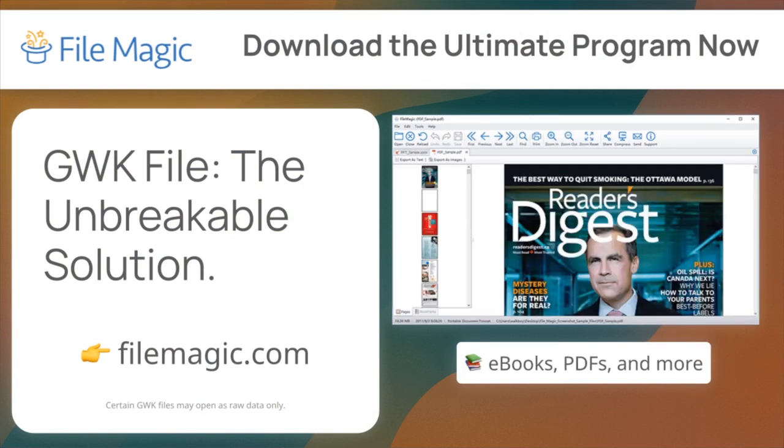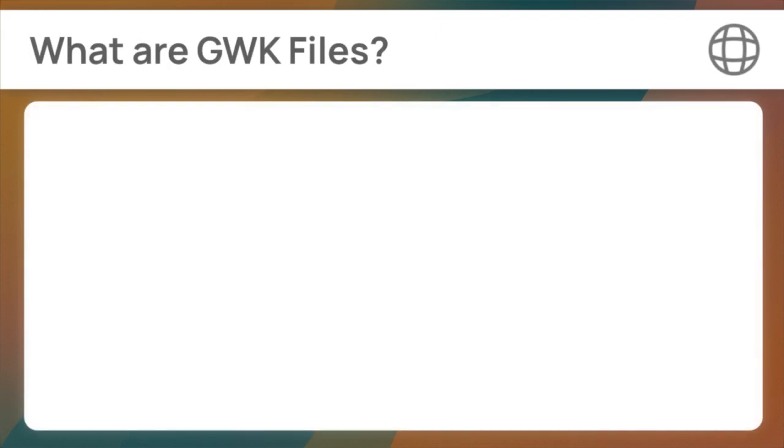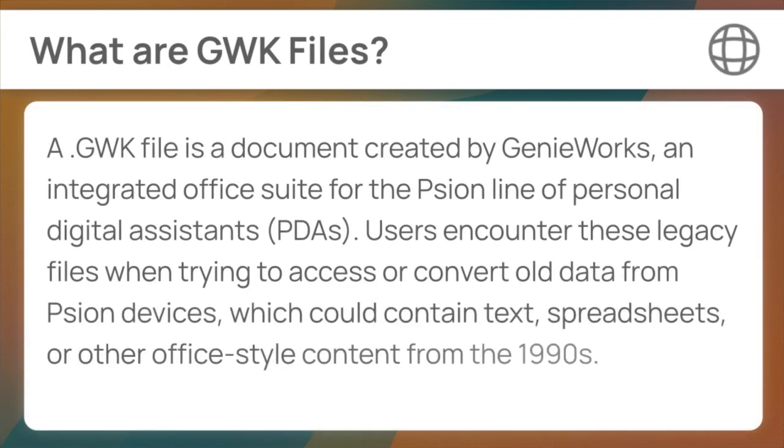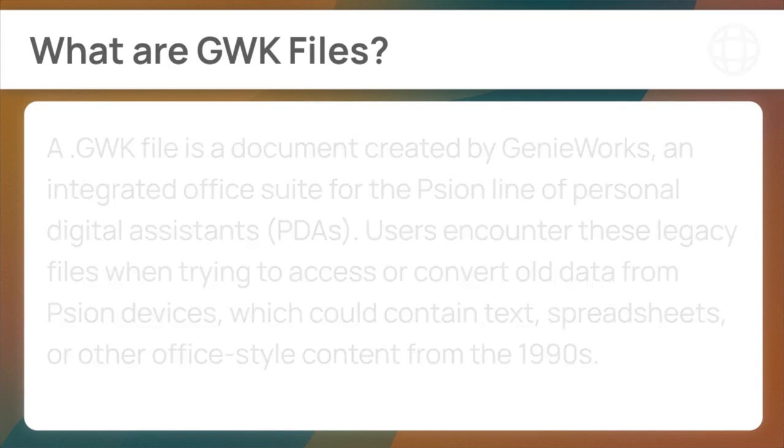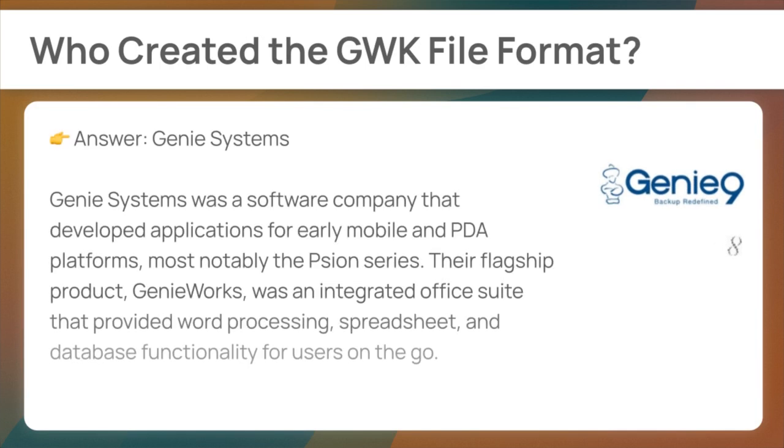First, the simple methods. A .GWK file is a document created by GenieWorks, an integrated Office suite for the Psion line of personal digital assistants, PDAs. Users encounter these legacy files when trying to access or convert old data from Psion devices, which could contain text, spreadsheets, or other Office-style content from the 1990s.